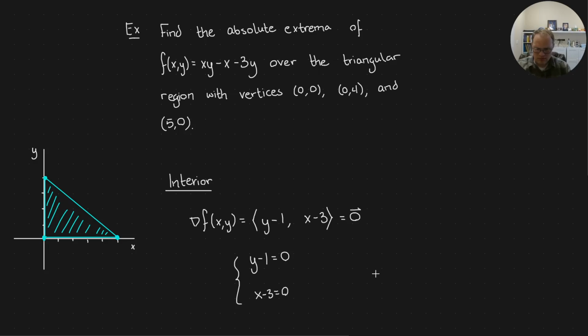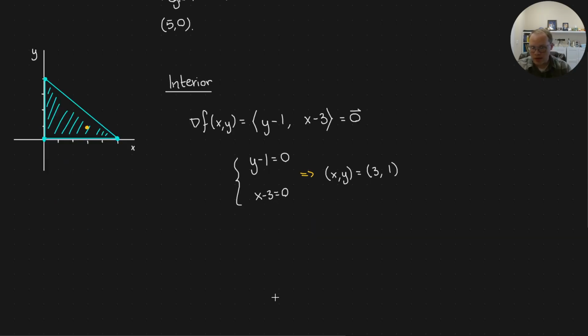Again, this is a very simple system of equations. We can see very quickly that we have a critical point at 3, 1. So the very first thing we need to do is check, is this point actually in our region? Okay, so we want to be at 3, 1. If you've drawn your picture well enough, you can find that 3, 1 is right there. It does look like it is in the region, doesn't it? Okay, so that will be one that we want to check.